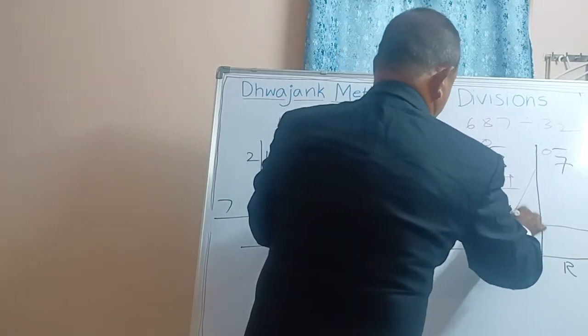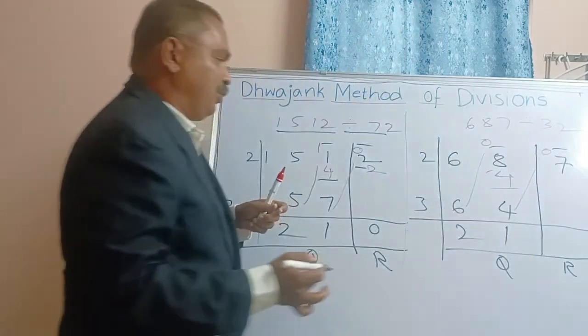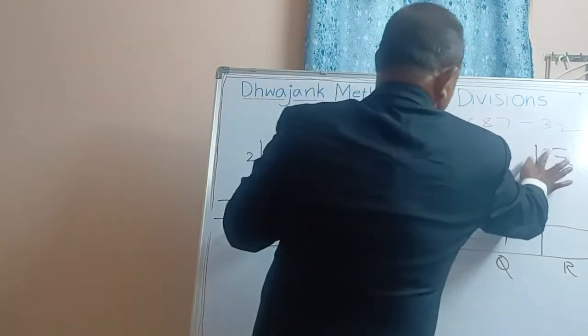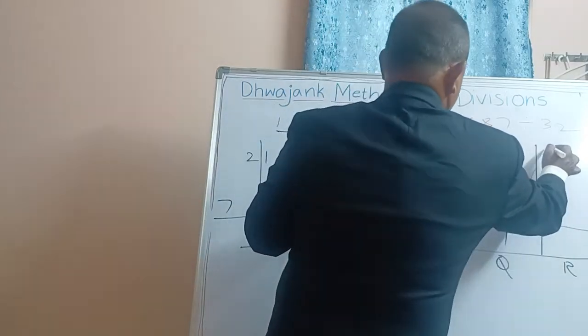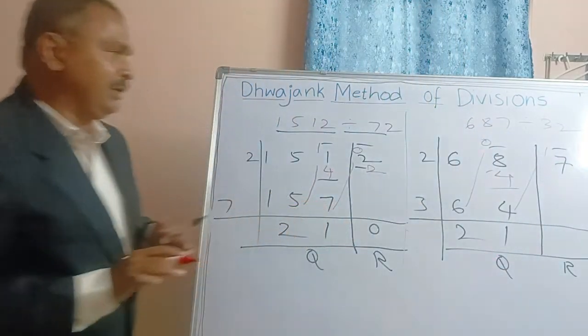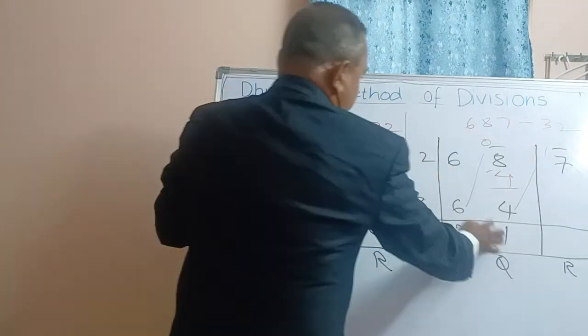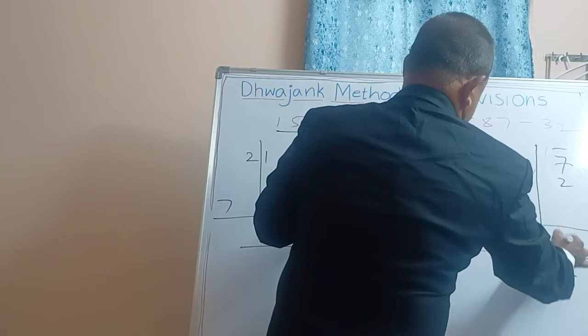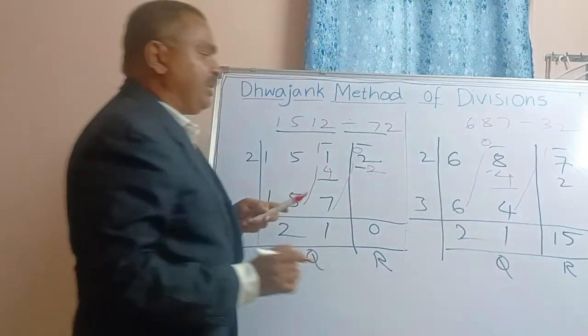Here we will get 4. 8 minus 4 is 4. When 4 is divided by 3, 1 will be the remainder. 1 into 2, 2. 17 minus 2, 15 is the remainder.